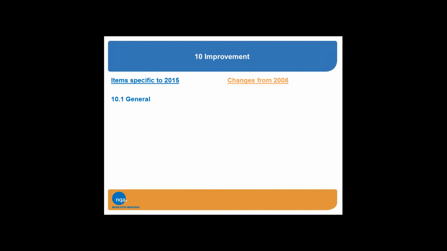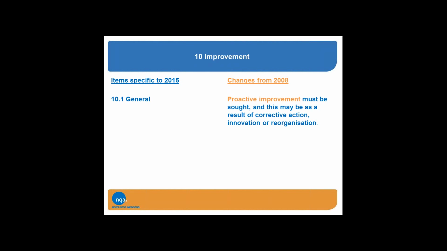So items specific to the 2015 9001 over and above Annex SL is this general requirement for improvement, and linked to that really, and the change that has taken place since 2008, 10.1 actually says there needs to be proactive improvement. So you must proactively seek improvement, and you will find that perhaps as a result of the corrective actions that you've had to carry out.